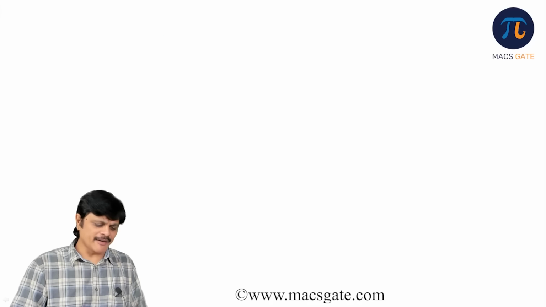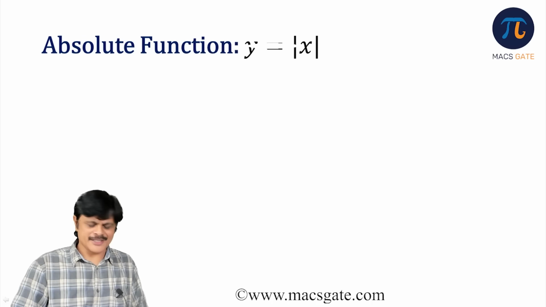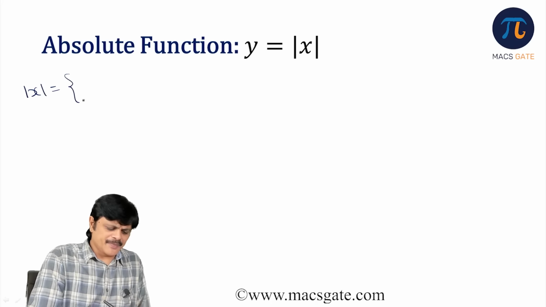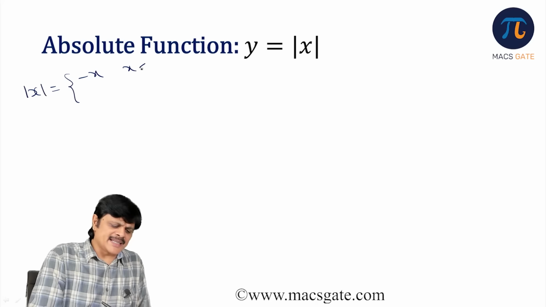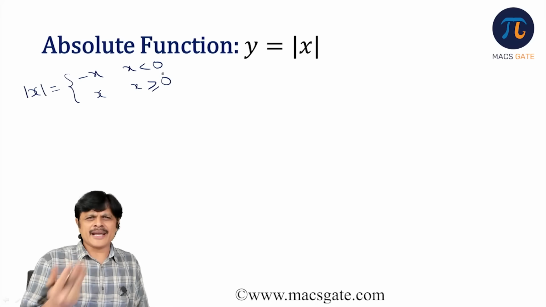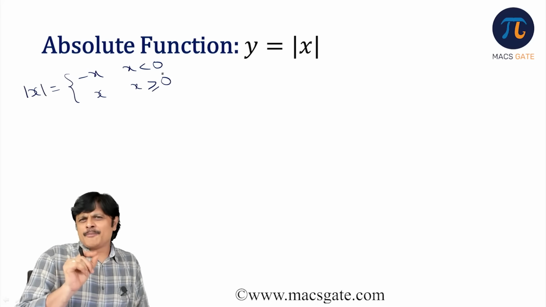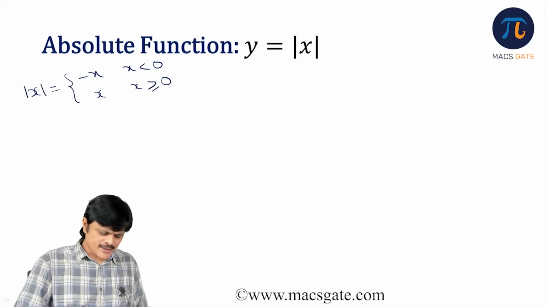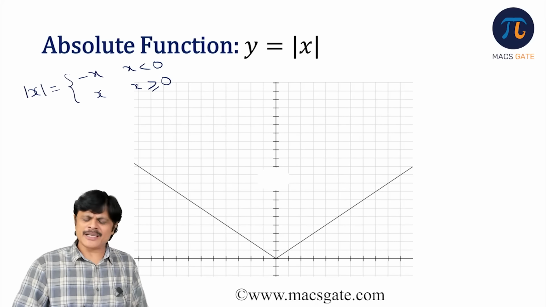The next important function is the absolute function, mod x. The definition of mod x is like this: minus x for x less than 0 and plus x for x greater than or equal to 0. That means whatever x you give, it makes it positive. So obviously the range would be positive real values, or 0 also is there, no, therefore non-negative real values you can say. So the graph of mod x would be something like this.